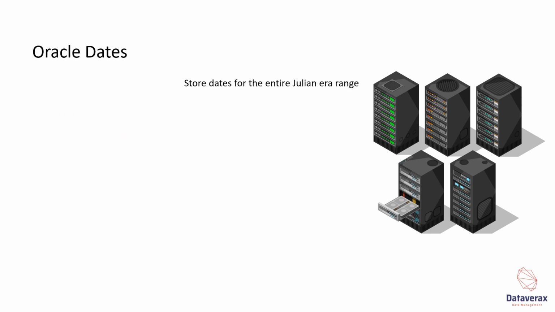Oracle dates store dates from the whole Julian era, which is to say that they store dates from January 1st, 4713 BC to December 31st, 9999. In this sense, Oracle's system most closely links to the Julian system we first saw in this presentation.